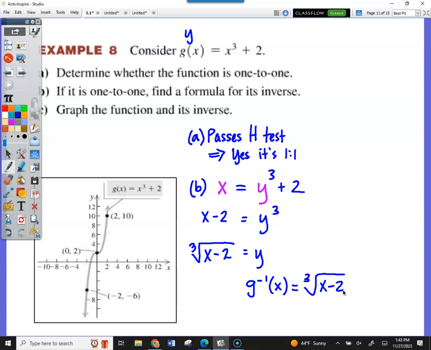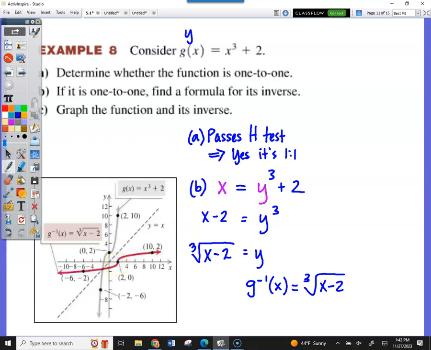So please go to your picture. Instead of graphing 2, 10, you're going to plot 10, 2. Then you're going to plot 2, 0, and then plot negative 6, negative 2. And then do your best to draw a curve. It is a curve, it's not a straight line. Here's what it's going to look like in red. So plot those 3 points, but plot the opposite of them. And then just try to draw kind of a smooth S through them.